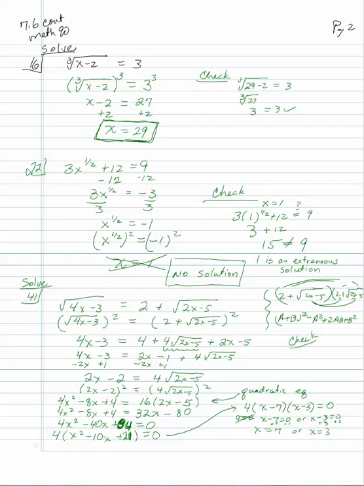Now again, these are possible solutions, so we need to check. So I'm going to check both of them separately. So x equals 7, and I plug it into the original equation. So 4 times 7 minus 3, does that equal 2 plus square root of 2 times 7 minus 5? The answer is 28 minus 3 is 25, which is 5. This one is 14 minus 5 is 9, which is 3, and 2 plus 3 is 5. So check. So that one works.